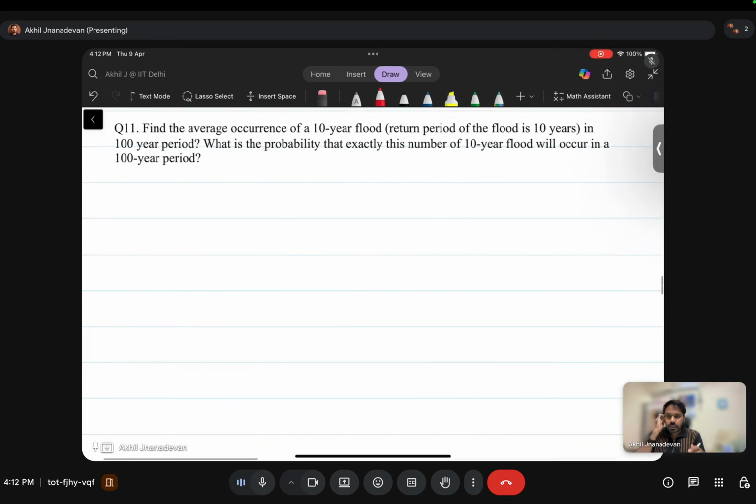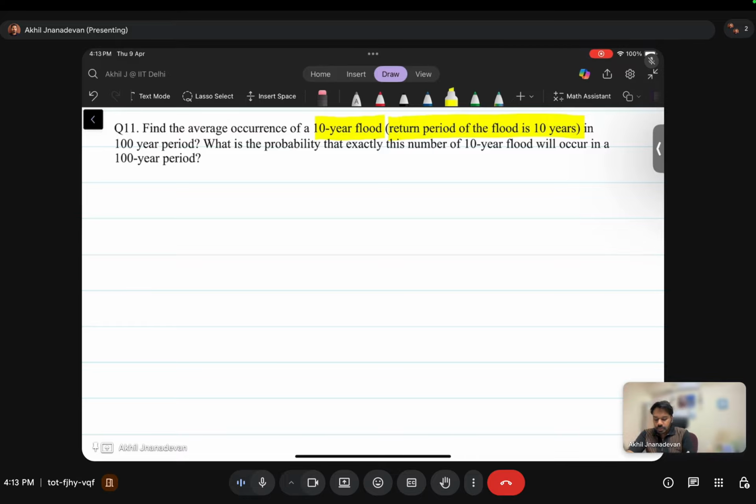So we can start with the first question. We had already solved 10 questions from this concept of stochastic hydrology. Now we'll continue with our 11th question: find the average occurrence of a 10-year flood. What is a 10-year flood? That you already know, right? A 10-year flood means the return period of that flood is 10 years.